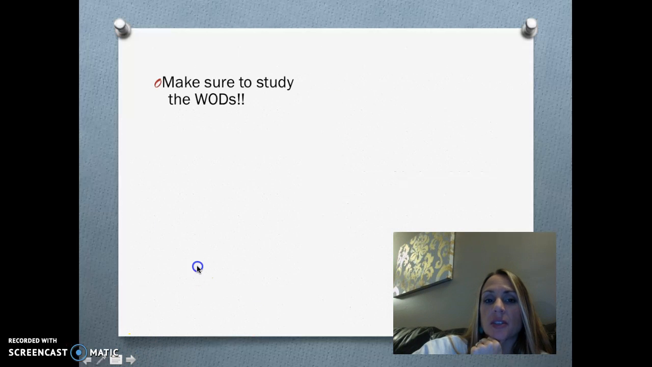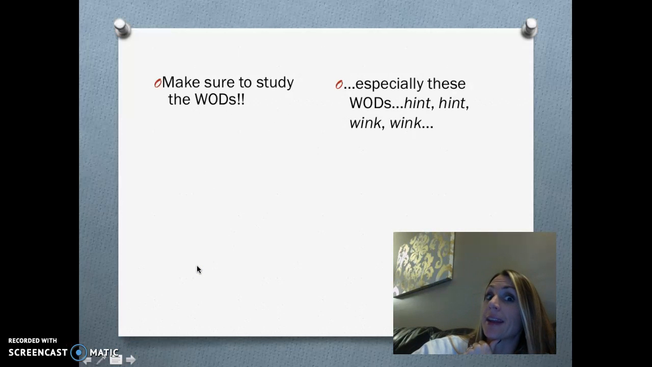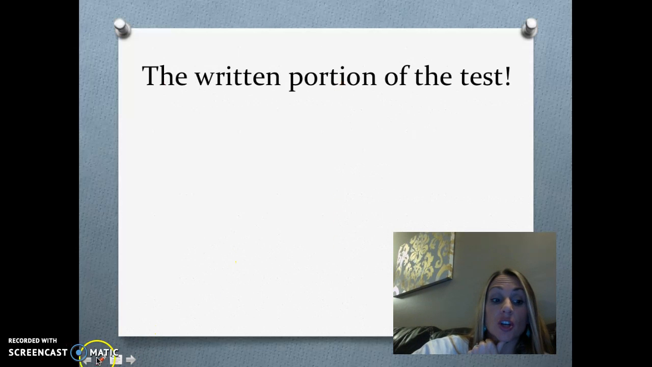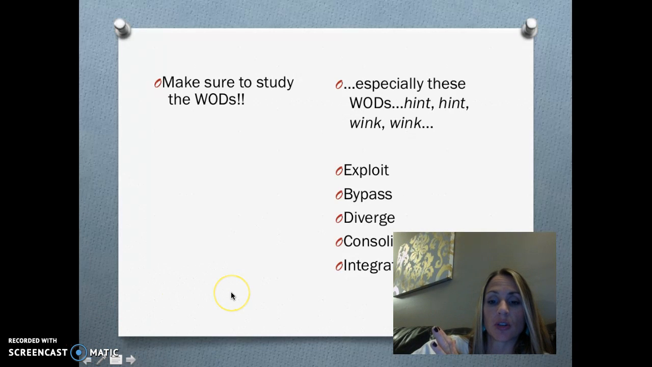All right, make sure you study the words of the day, especially, hint, hint, wink, wink: exploit, bypass, diverge, consolidation, integrate, and that would be it. Oh, I should go back. Hold on. Those are the words that you need to know. Out of all of your words of the day, highlight those, and I'm sorry if they're covered by my video here. Okay, make sure you study those. Make sure. Hint, hint, wink, wink.